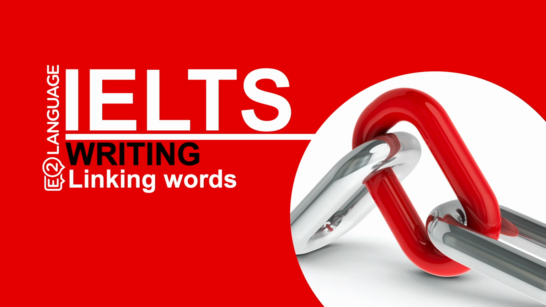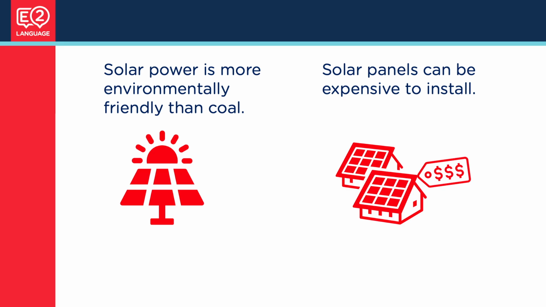So let's go. Now we're going to start with two sentences. So, absolute basics. Here they are. First sentence: Solar power is more environmentally friendly than coal. And my second sentence: solar panels can be expensive to install. So I've got here two sentences.